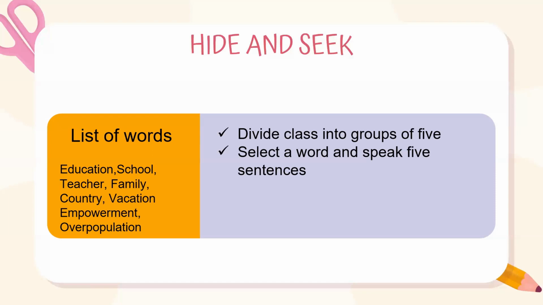If you want to include it as a game, if you don't want to include it as a game, you can proceed with the other groups. Even if you include it as a game, you can proceed with the other groups. So the next group comes and selects a particular word, and then one of the members speaks 5 sentences, and the other members have to listen attentively and identify the hidden word.